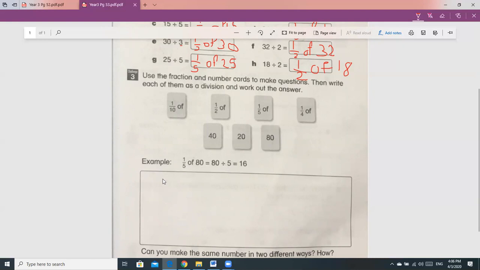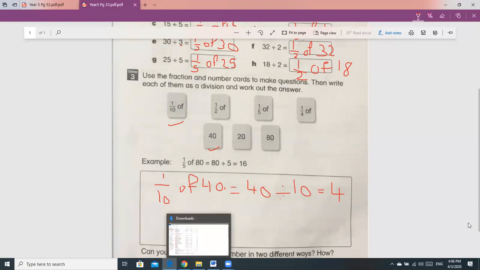Okay, if I'm going to write, for example, a tenth of, I'm going to choose this card from up and down. A tenth of 40. It equals what? So I'm going to make 40 divided by 10 equals 4. So I want you to write 5 examples. Choose from here and from up and down and write for me 5 examples, okay?